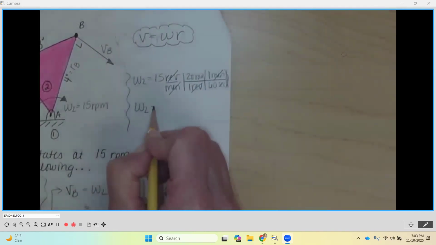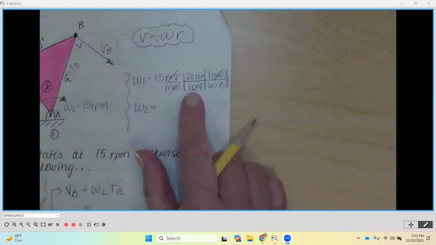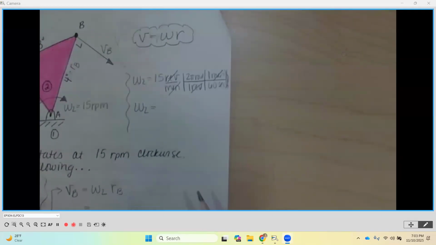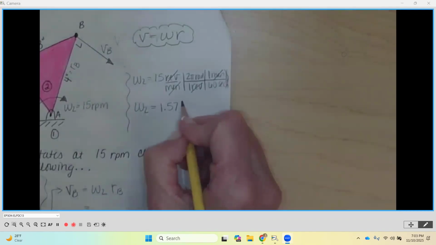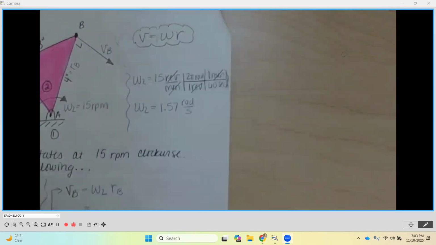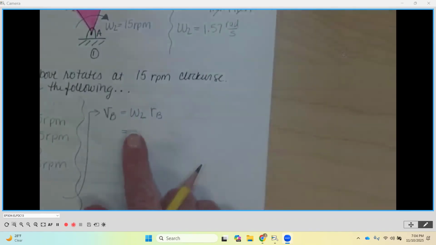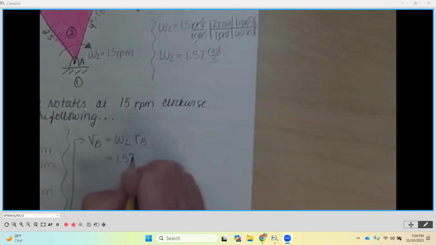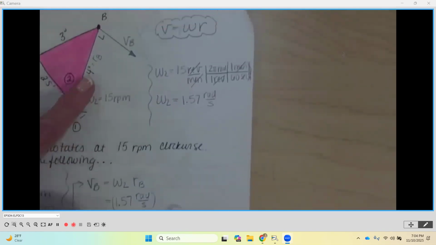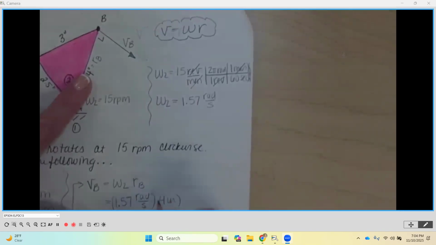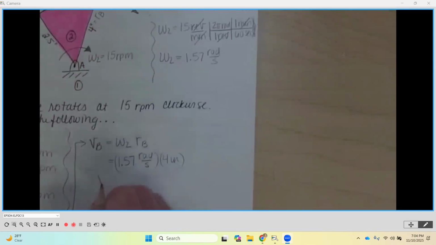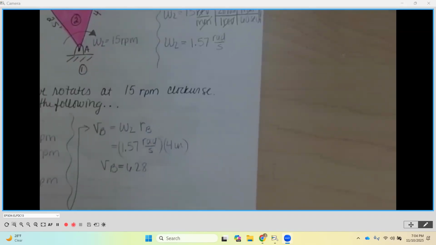So what is my W2 value? 15 times 2 times pi divided by 60. 1.57, is that what I heard? 1.57 radians per second. So that's going to be the number that I use down here. So 1.57 radians per second times 4 inches, right? Okay. So my velocity at B, I think is like 6 point something. Is that right? 6.28. Anybody else get that?